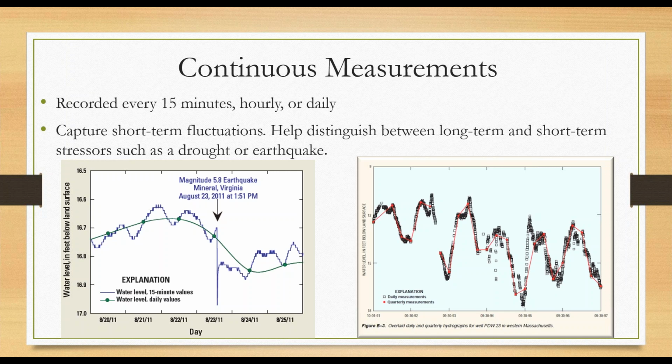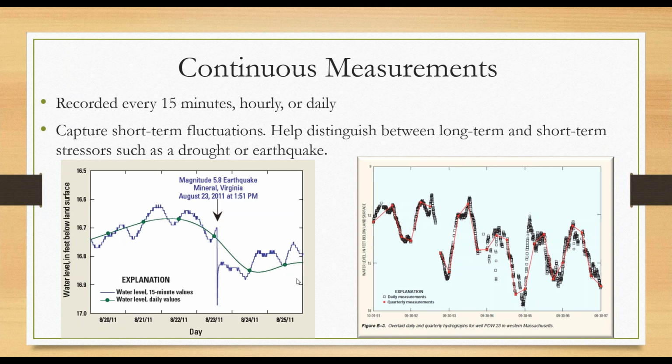The advantage of a continuous monitoring system would be that you would capture short-term fluctuations that you may miss if you are going out to the site monthly, annually, or quarterly. A continuous network will help distinguish between long-term and short-term stressors, such as drought and earthquake. In the first graph, you'll see where Virginia had a rare earthquake. The green line you will see shows our daily values. We have one measurement every day. The instrument collects, stores, and transmits that data daily.